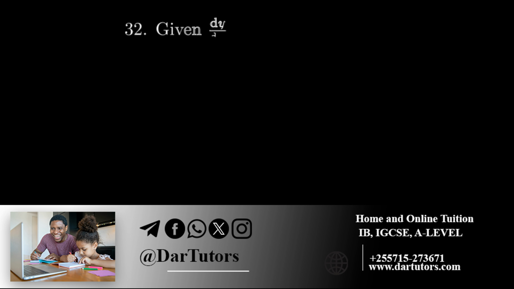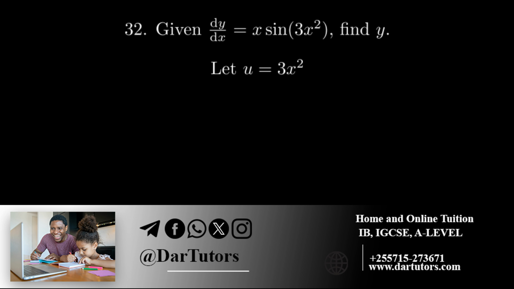Question 32 gives us dy/dx equals x sin 3x squared and asks for an expression for y in terms of x. We need to integrate x sin 3x squared dx. Let's use u substitution. Let u equals 3x squared.